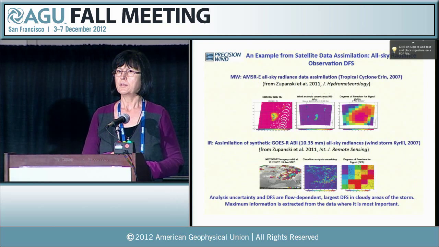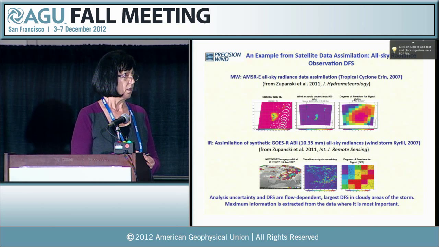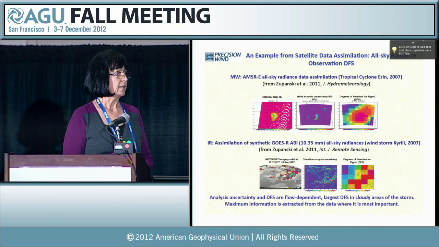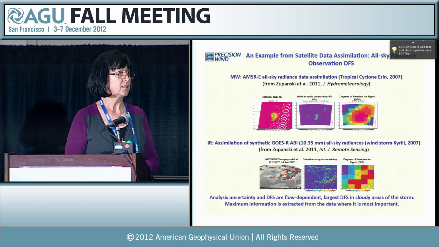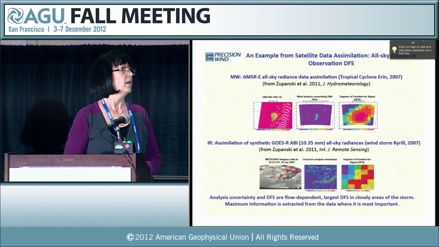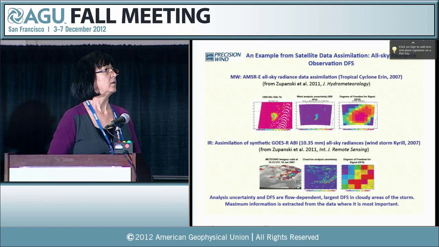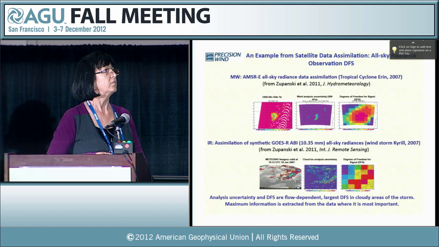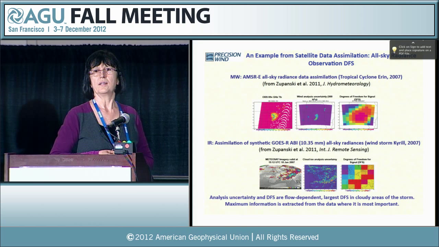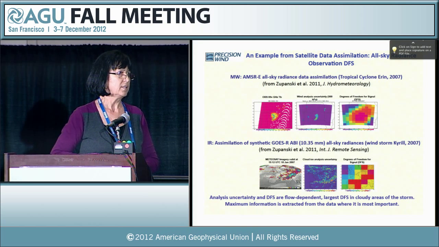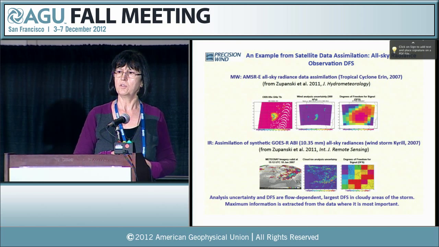Why is this important? Here is an example of ensemble data assimilation in assimilating satellite observations for two synoptic cases. This is tropical cyclone Erin and also windstorm Kirill. On the first vertical line of plots, we see observations, satellite radiances. In the middle, we see analysis error variance in this case. And on the right-hand side, the last two plots are actually degrees of freedom for signal.